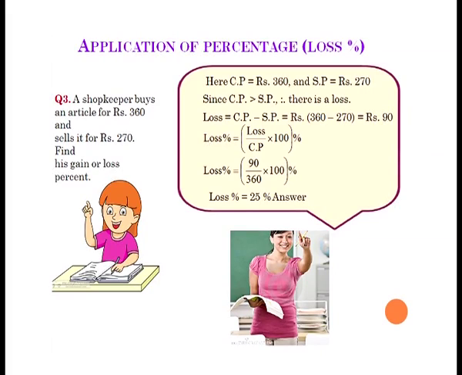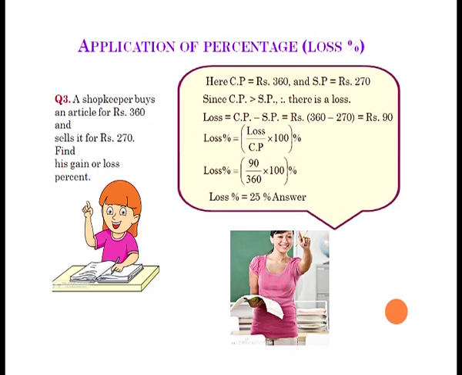Now we will take another application of percent, which is based on loss percent. Now we will discuss one example: a shopkeeper buys an article for rupees 360 and sells it for rupees 270. Find his gain or loss percent. Here the selling price is less than the cost price, so automatically the shopkeeper lost something.